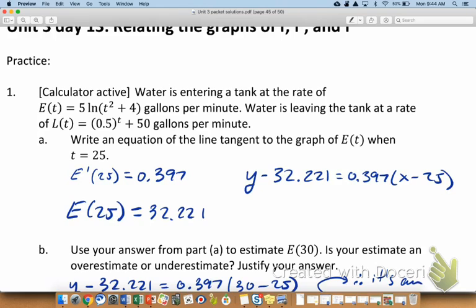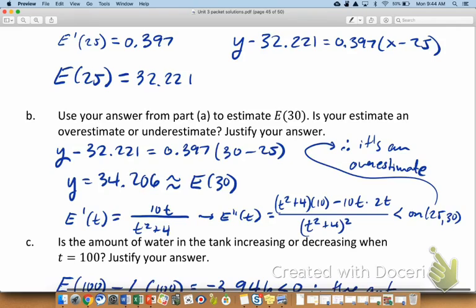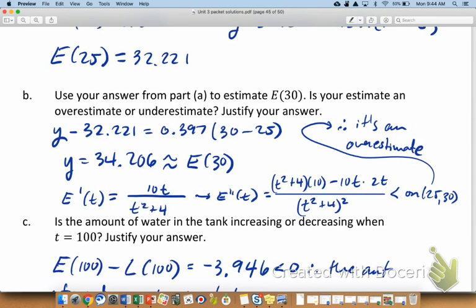Okay, so then part B told us that we were supposed to use that tangent line to do some estimating. So there's an answer for B. Notice how I just took that previous tangent line and I plugged in 30. And again, assuming that I had pushed all the buttons in the calculator right, I came up with an estimate for E of 30 to be 34.206.